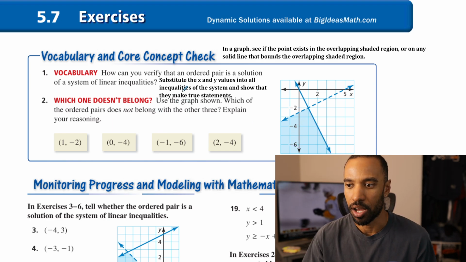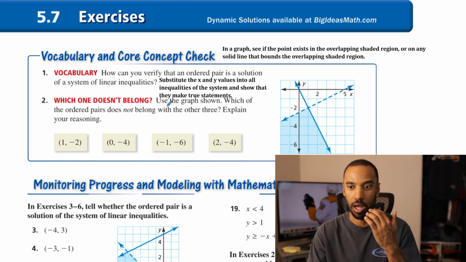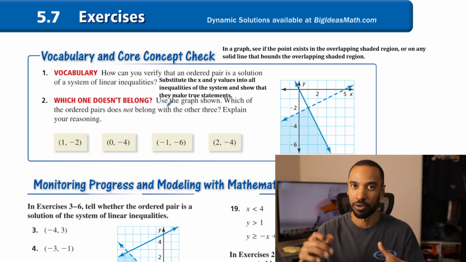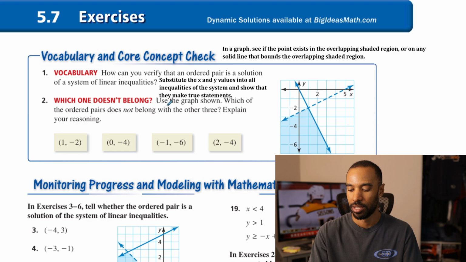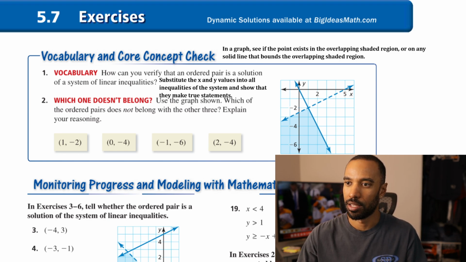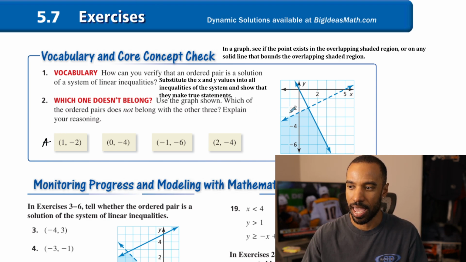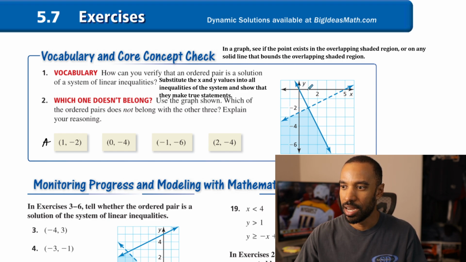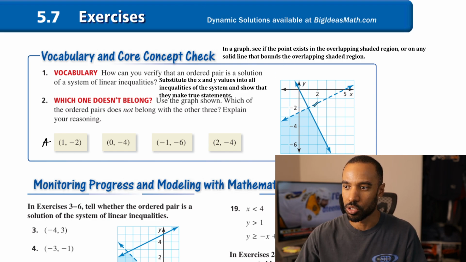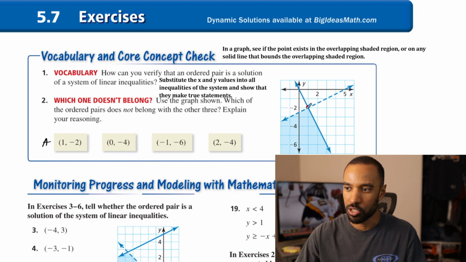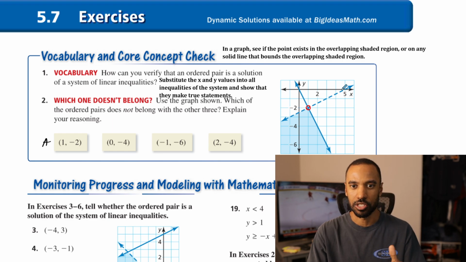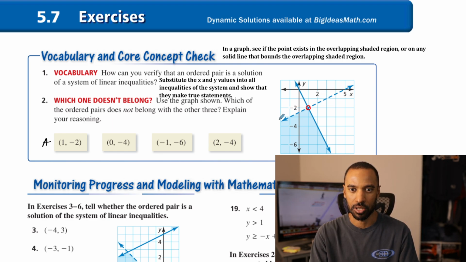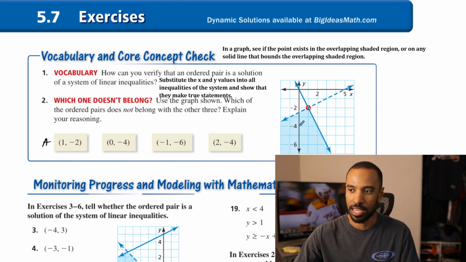It says, which one doesn't belong? Use the graph shown. Which of the ordered pairs does not belong? I think we're looking for things that are solutions versus things that are not. So on this first one, 1, -2, we'll call that A. 1, -2 is actually not a solution. Although it's the point of intersection of the lines, if one of them is a dashed line or both, then it's not a part of the solution set. Anything on a dashed line is never a solution. It needs to be in the region or on a solid line bounding it. So that's an A. 0, -4 is a solution here.